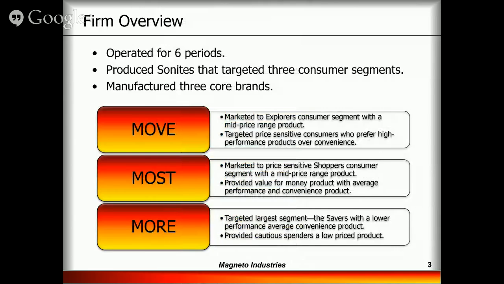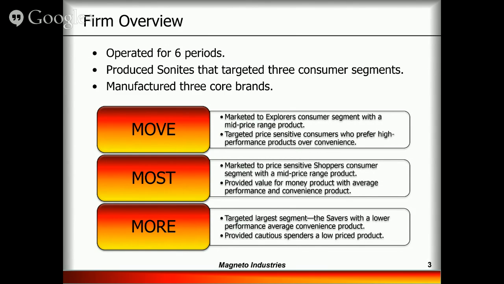So this firm operated for 6 periods to date, and for this firm we produce Sonites, which I think of as iPhones or iPads or some sort of electronic device that we're marketing to our end customers. Initially, we started with targeting all of the consumer segments. Well, I quickly learned that I didn't have the finances to do this or the marketing capabilities to really tackle that many consumer segments. So I thought it made the most sense to target one brand, which you see on the left-hand side of the slide, to one consumer segment, which I'm sharing about on the right-hand side of the slide.